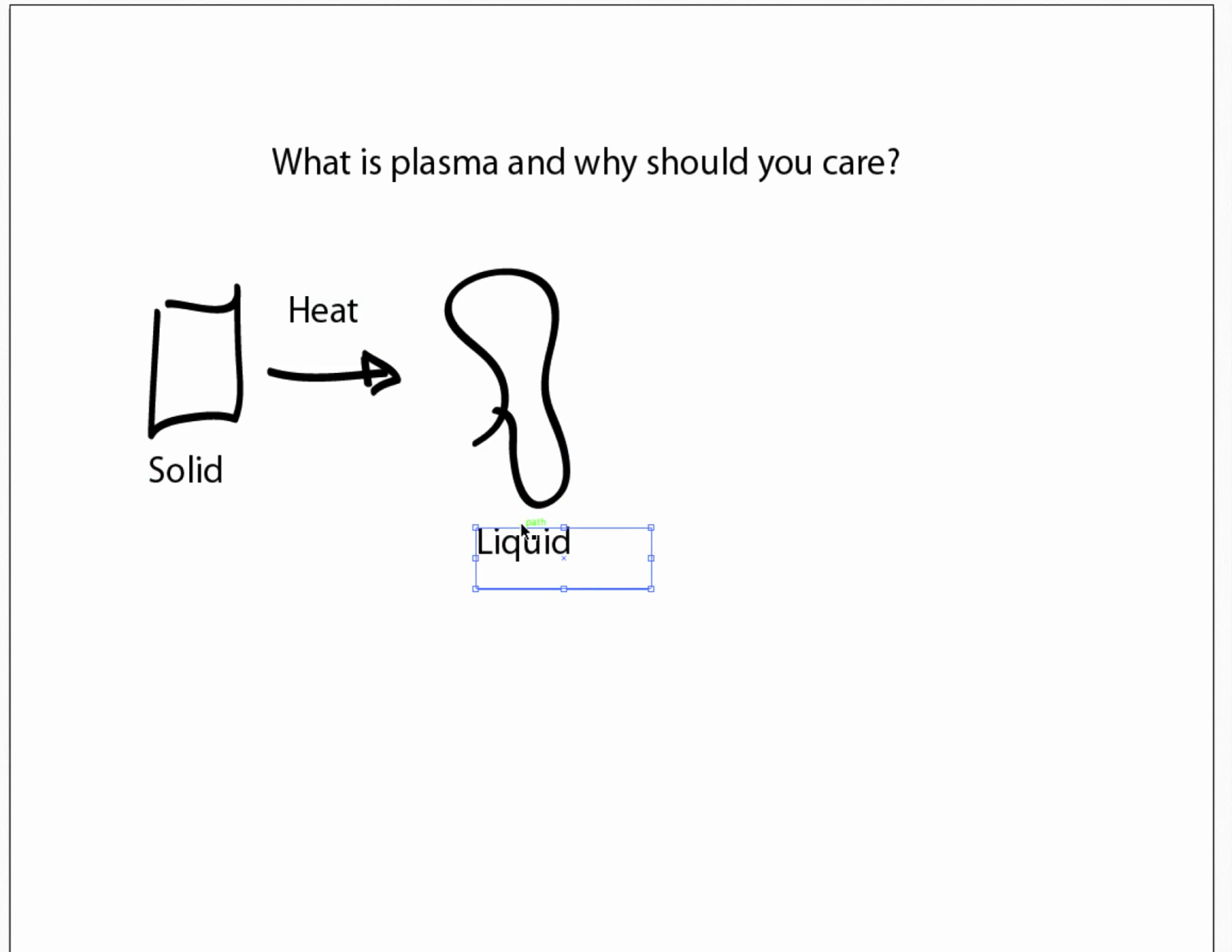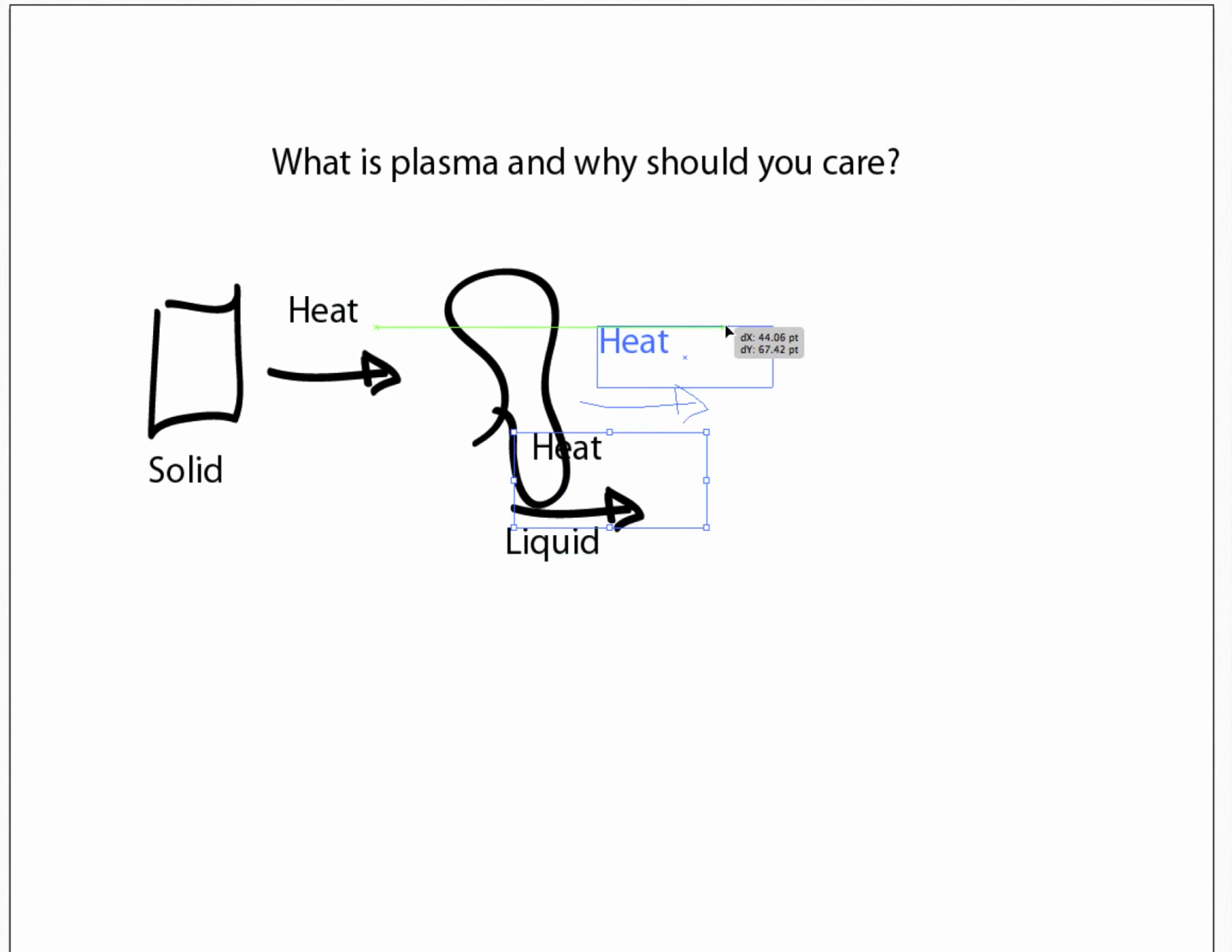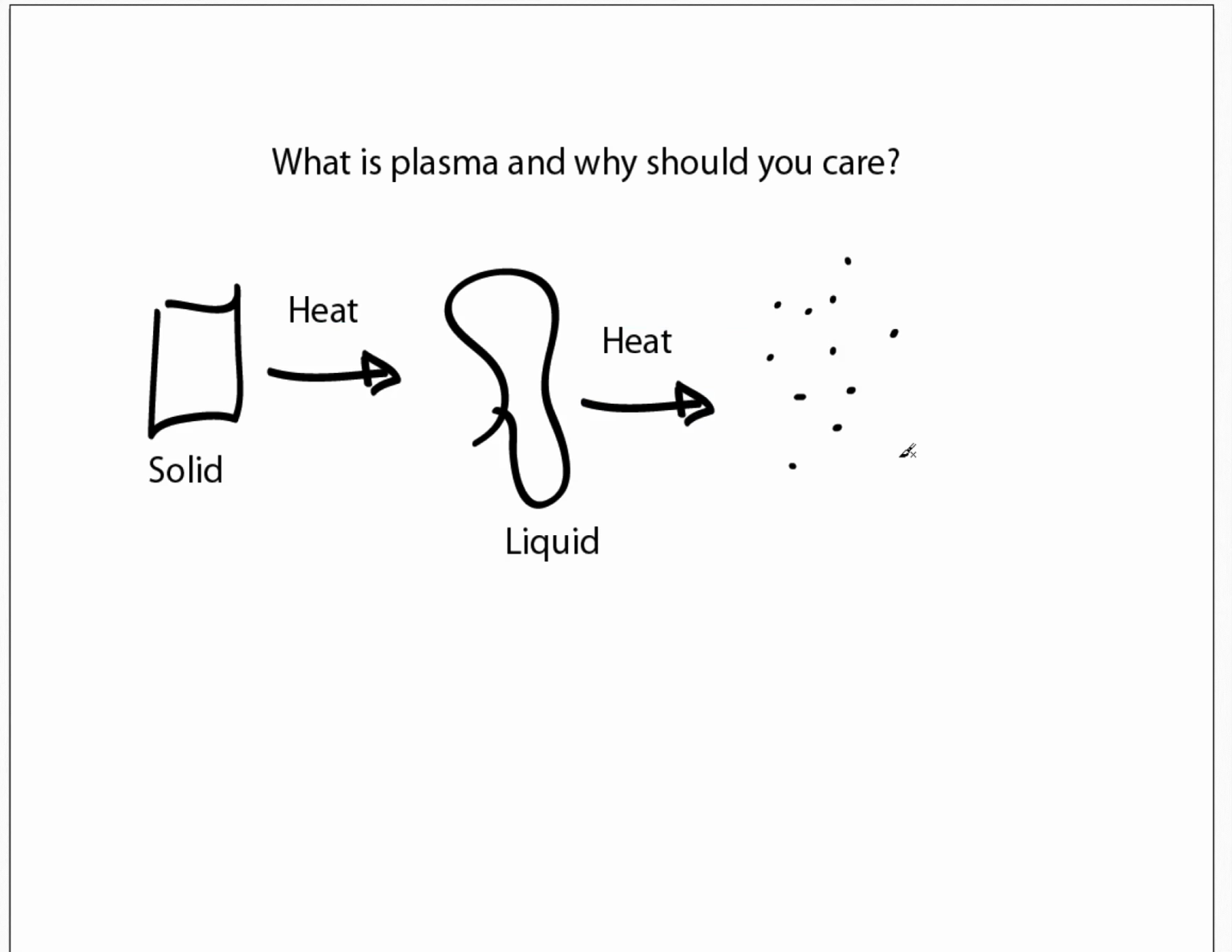Okay. We continue the same strategy here, so we apply more heat to the liquid blob, and we obtain the third state of matter, which is gas. Okay. So let's draw here gas particles like that. So this is our gas that we obtain by heating the liquid.